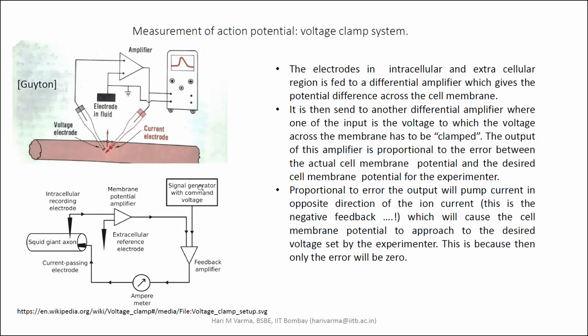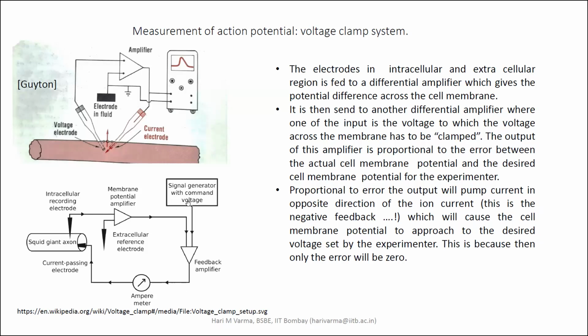If you put that value, then the output of that amplifier will be non-zero only if this is not equal to this. Suppose this is equal to this. If the preset desired value and the actual cell membrane potential difference are the same, the output will be zero, then everything is fine. Suppose they are not the same, then the output of this amplifier will not be zero. It will inject more ion current, which will adjust it in such a way that this potential will be kept. This will be clamped to this desired value. So this is a negative feedback circuit called voltage clamping.